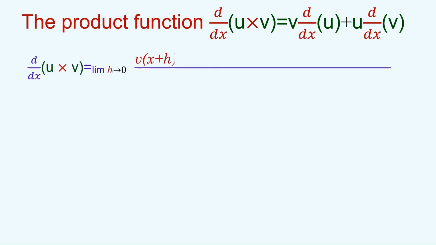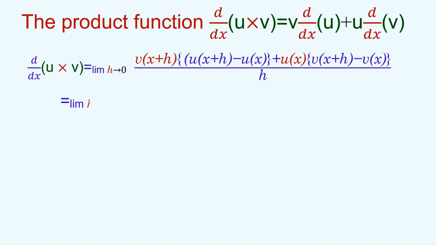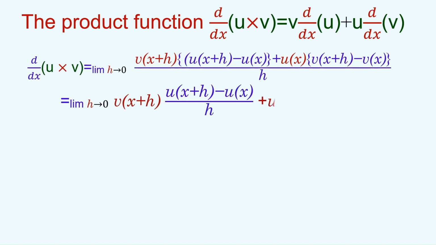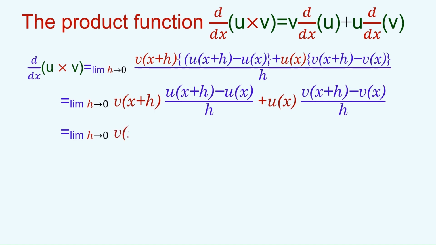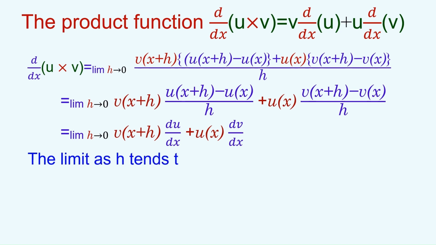d/dx of u times v equals the limit as h tends to 0 of v(x+h) times [u(x+h) minus u(x)] plus u(x) times [v(x+h) minus v(x)], whole divided by h, which equals the limit as h tends to 0 of v(x+h) times du/dx plus u(x) times dv/dx.